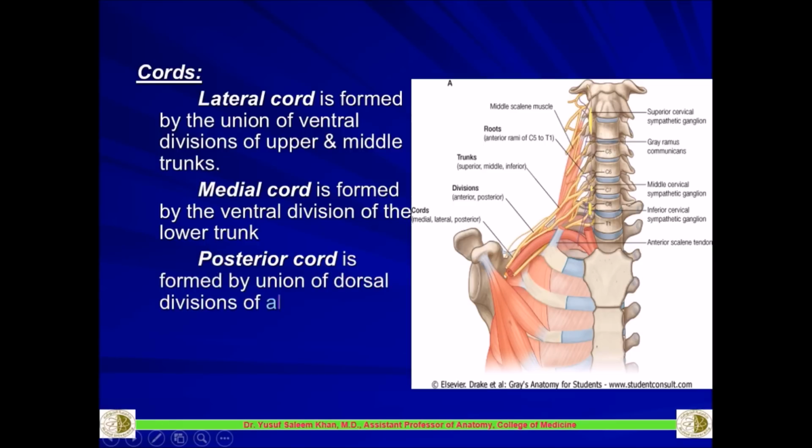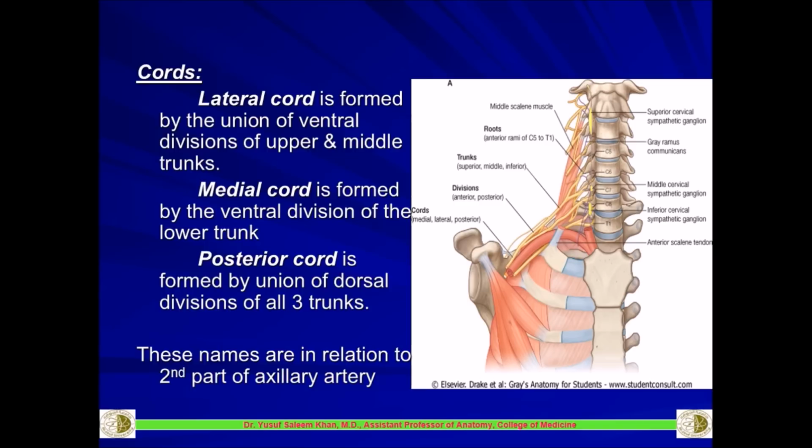The posterior cord, as the name indicates, is formed by the posterior division or the dorsal divisions of all the three trunks. The upper trunk, middle trunk and the inferior trunk, all the posterior divisions of all the three trunks will join to form the posterior cord. As I said, these are called lateral, medial and posterior in relation to the second part of the axillary artery. Here you can see the second part of the axillary artery, and these are the relations of these three cords: lateral cord, medial cord and the posterior cord.